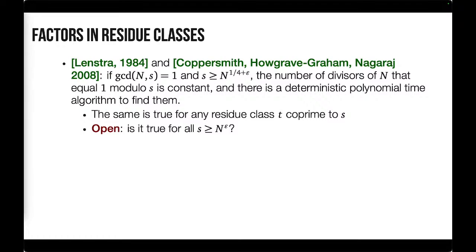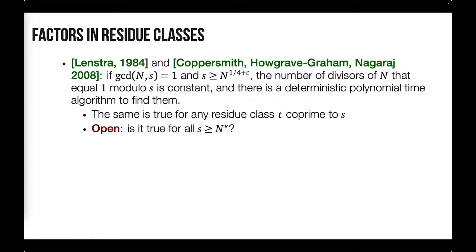Yes, there's a question. Does this algorithm always find the divisors, or can it also return that there are none? Well, if there are none, it will return that there are none. It will find all those that equal 1 modulo S.